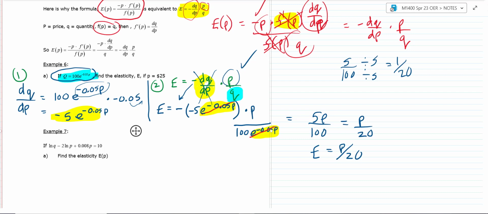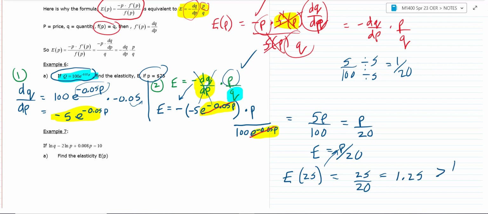So what you want to do to finish up the problem is you're supposed to find the elasticity at $25. So you just plug in the 25, you get 25 over 20, and you would get what the elasticity is. I'm just going to use a decimal on that. 25 over 20 is 1.25. Okay, so that's greater than 1, so is it elastic or inelastic? It's elastic, good.